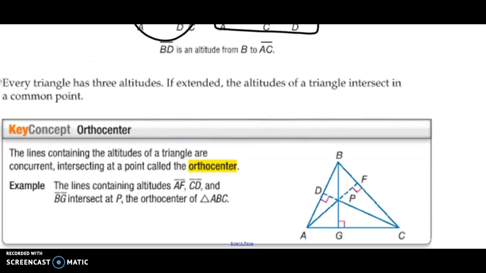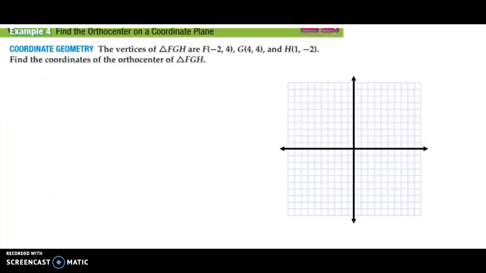Now, where all of the altitudes meet is called the orthocenter. So right there would be the orthocenter, point P. The lines containing altitudes AF, CD, and BG intersecting at P is known as the orthocenter of ABC. That's my key concept right there. Alright, so it says find the orthocenter on a coordinate plane.